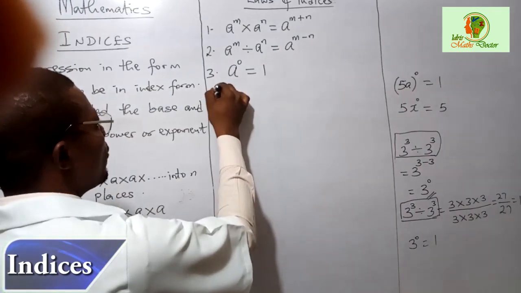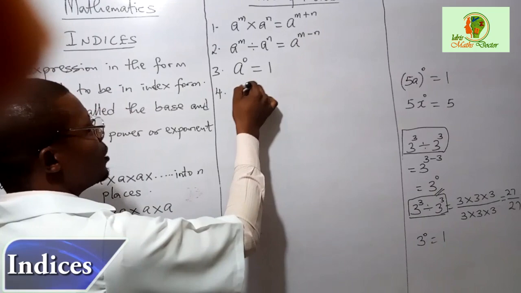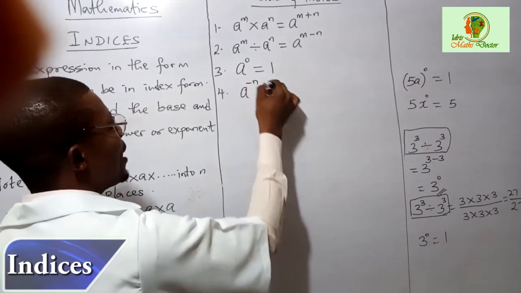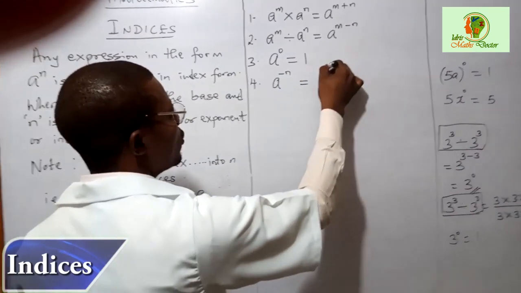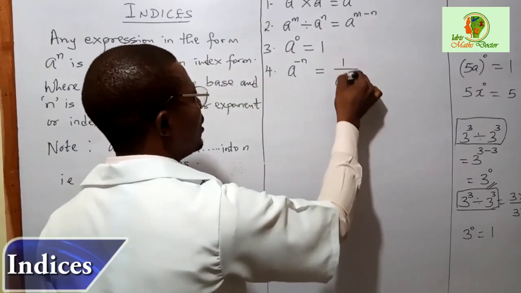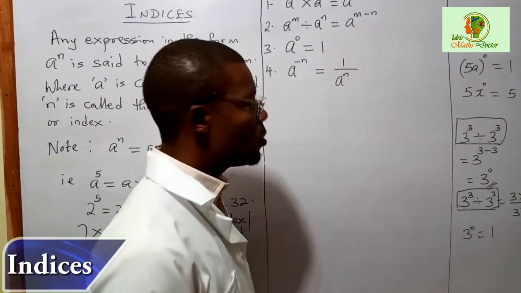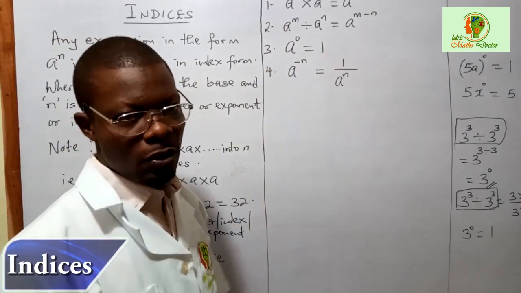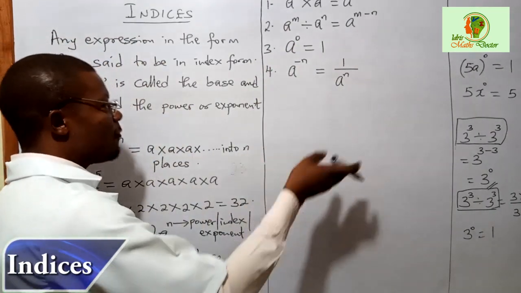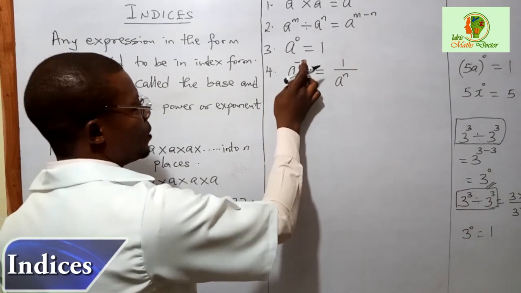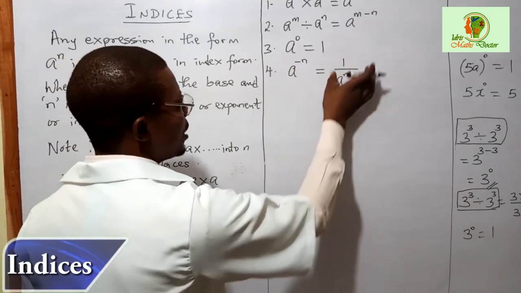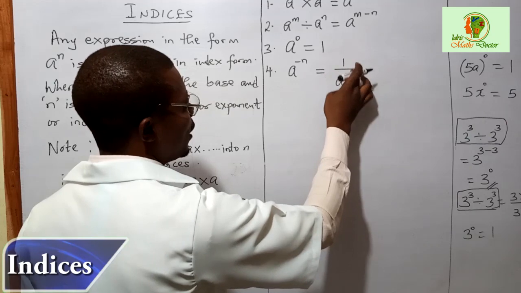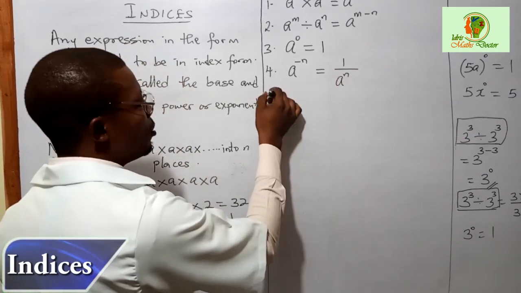Now, law number 4. The law states that if we have a raised to power minus n, it is going to give us 1 all over a raised to power n. That is, to remove the negative sign. All these laws have proof. Is that taken? They all have proof. So, if you have a raised to power minus n, to remove the minus sign, it will become 1 all over a raised to power n.